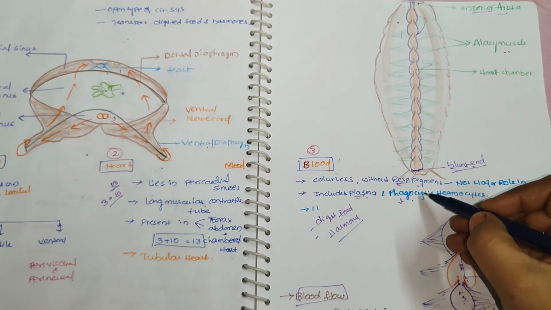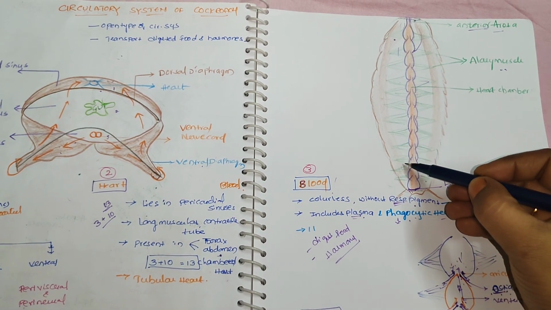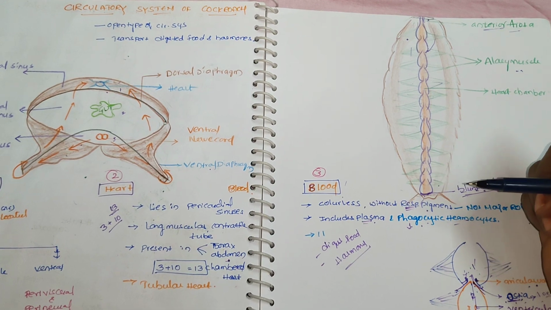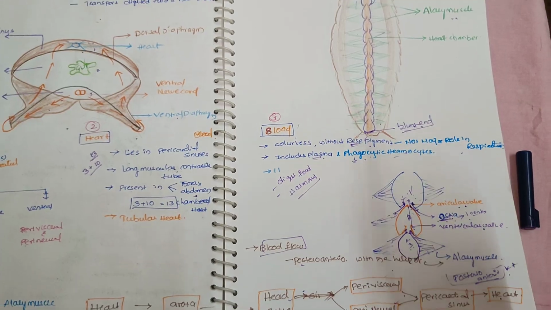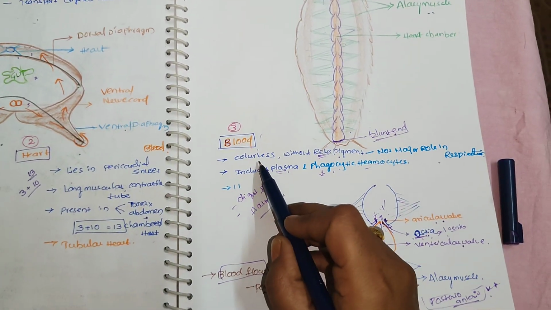So this is the information regarding the heart: a 13-chambered heart, alary muscles helpful for contraction and relaxation, and with the help of ostia the blood will enter. The 13th chamber is a blunt end. So that is the heart, and the next and last one is blood.